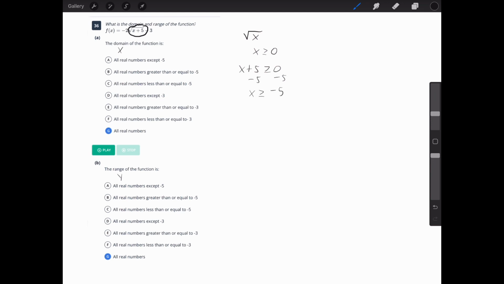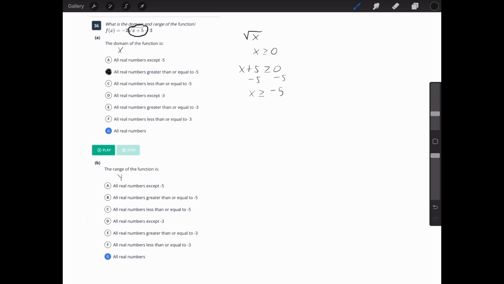Here, that option is actually given: all real numbers greater than or equal to negative 5. Perfect. So again, let's go back to the basis of this problem. If we have a limit in our domain, more than likely we'll have a limit in our range. So let's check that out.